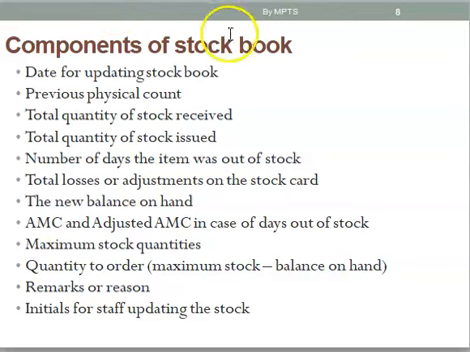Now, the components of a stock book. We have date of updating the stock book, previous count, physical count which was brought forward, total quantity received, total quantity issued, the number of days the item was out of stock, total losses and adjustments, new balance on hand, AMC or adjusted AMC, maximum, all these ones. I'm sure you guys know how to fill all these.